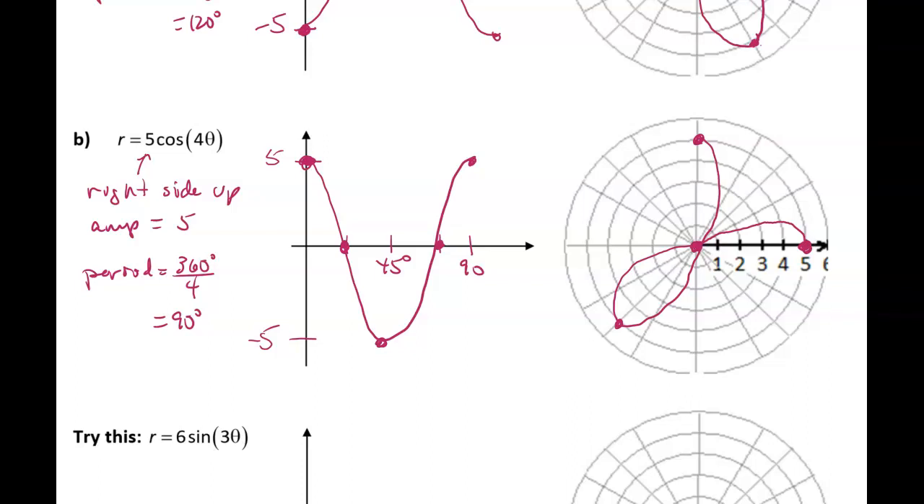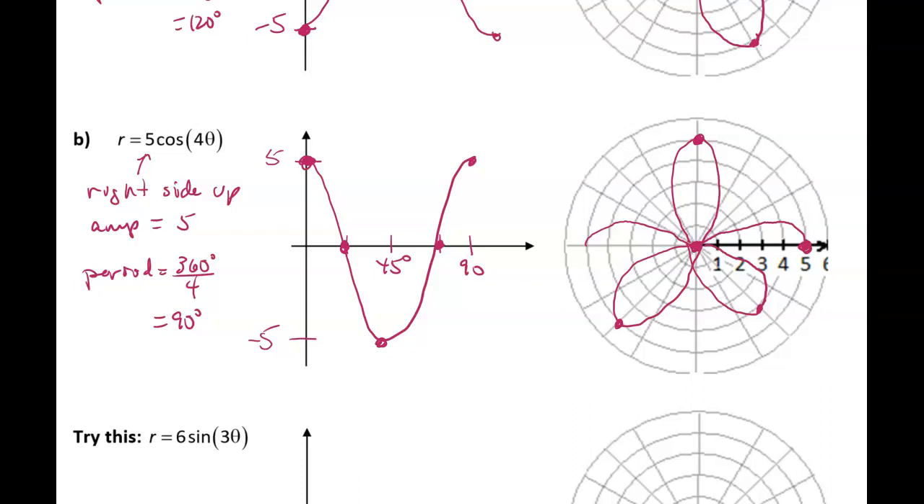We're not really quite done with our graph here. So let's imagine that we keep going between 90 and 135. The graph is going to go all the way from positive 5 to negative 5. And then between 135 and 180, the graph's going to go from negative 5 back to positive 5.